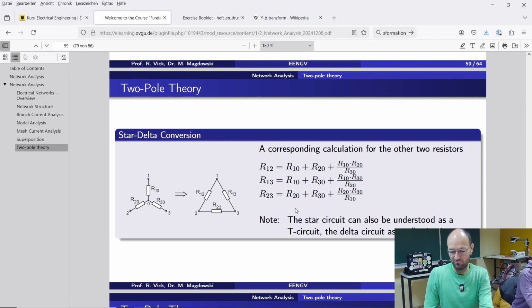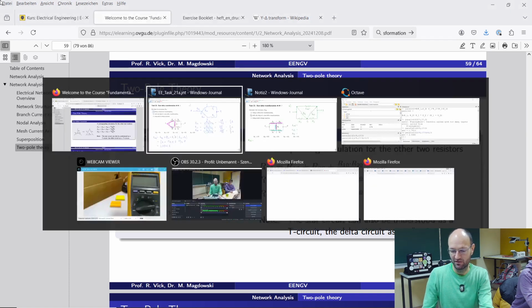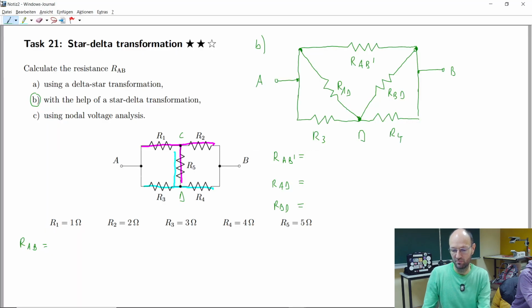Okay, so maybe I should have just copied this, but we will rewrite this for our problem here. So if we want to get this resistance here that connects these two nodes A and B, then we need to have the resistance at the one node plus the resistance at the other node plus the product of the two, R1 multiplied with R2, divided by the other one, which is R3.